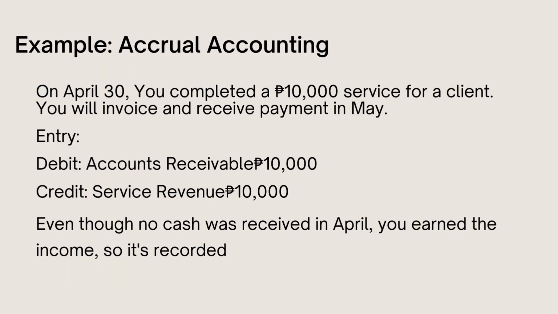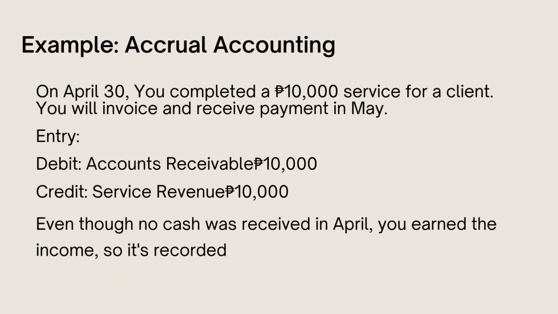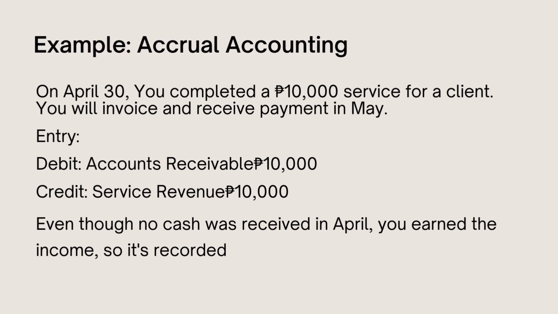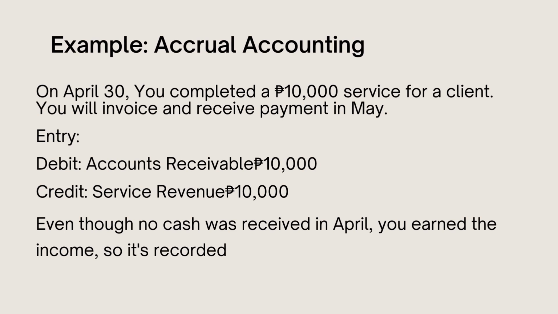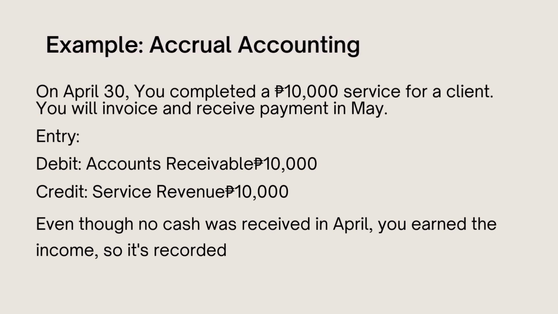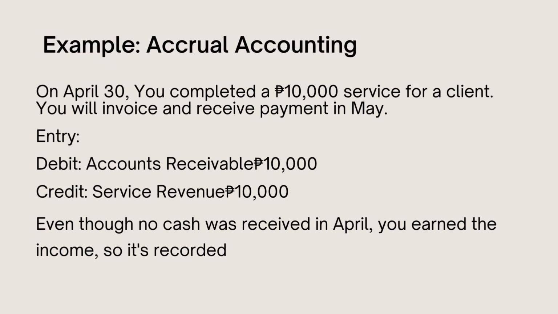Let's look at an example. On April 30th, your business completes a service worth $10,000. You'll invoice the client and get paid next month. Even though no money was received in April, the work was done. So you record debit, accounts receivable, $10,000, credit, service revenue, $10,000.